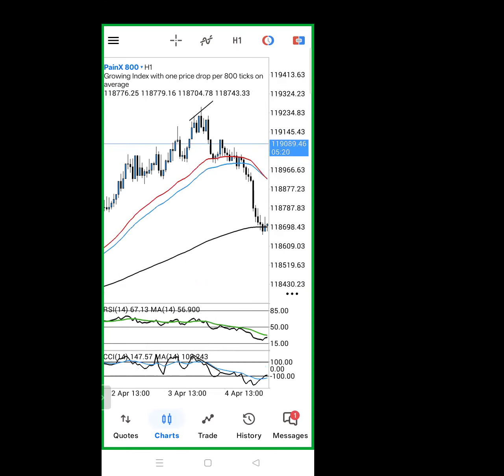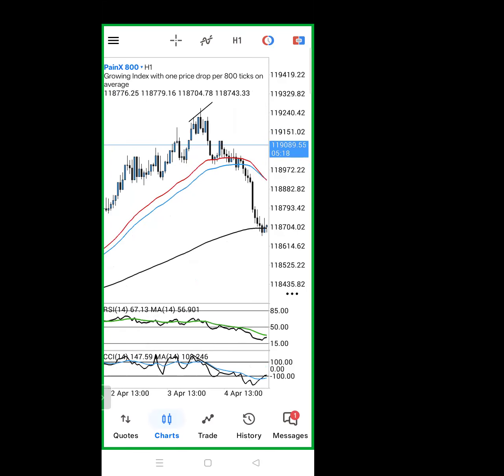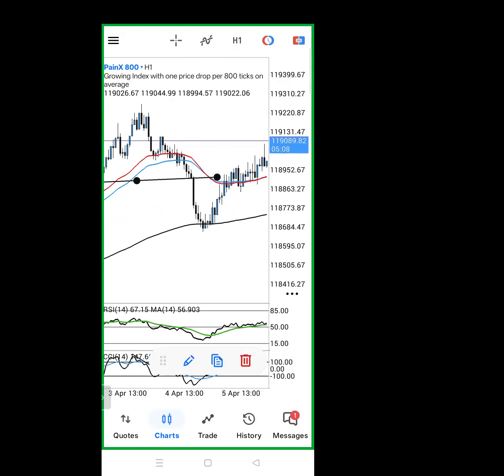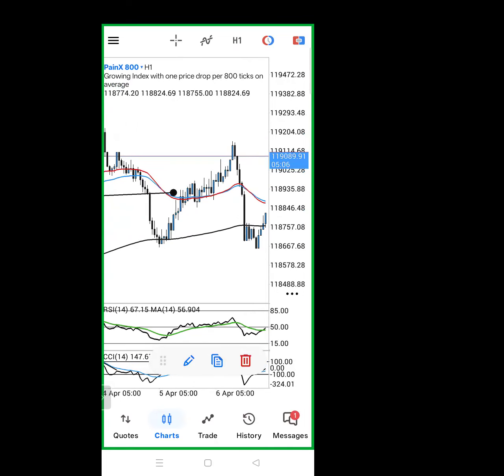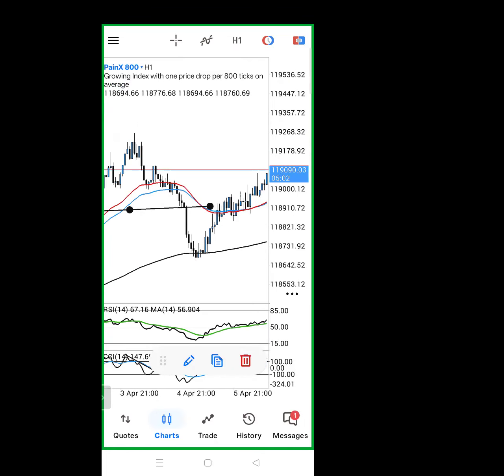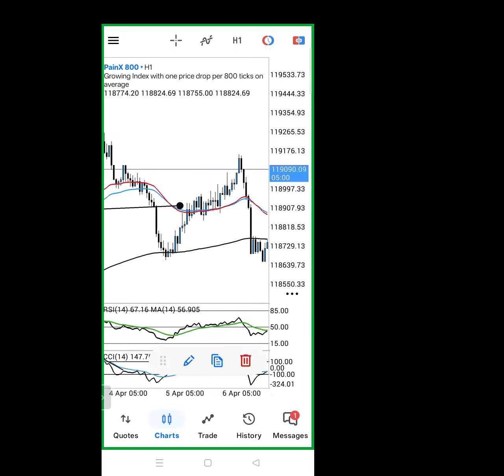So there was a change of character, because this was the previous low. The market broke the low and came down, which is a change of character before the trend goes down. It did this, and the next thing, it came down.